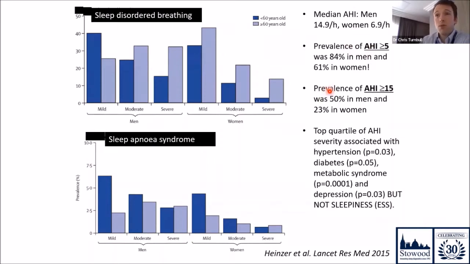It was a Swiss population, it wasn't particularly an obese population. But when they looked at the association between the top quartile of AHI in this study and various outcomes, it was correlated with hypertension and diabetes, but there was no correlation between that top quartile of the AHI and sleepiness.